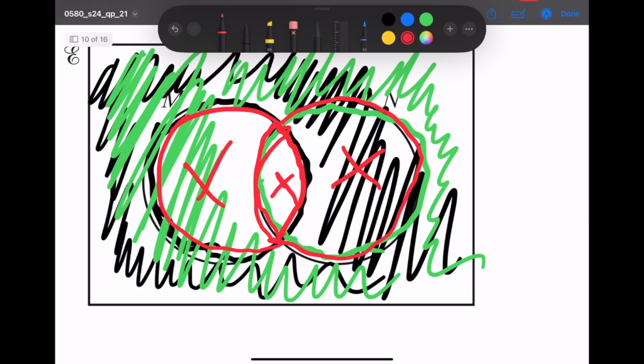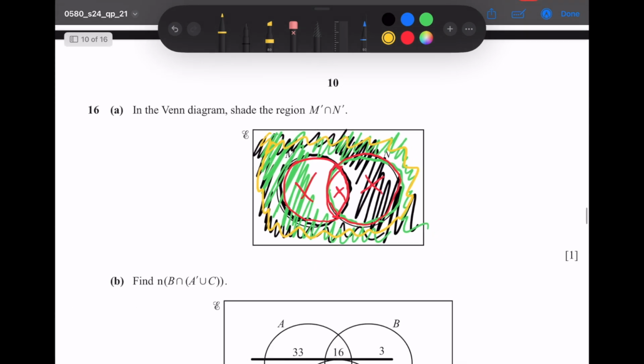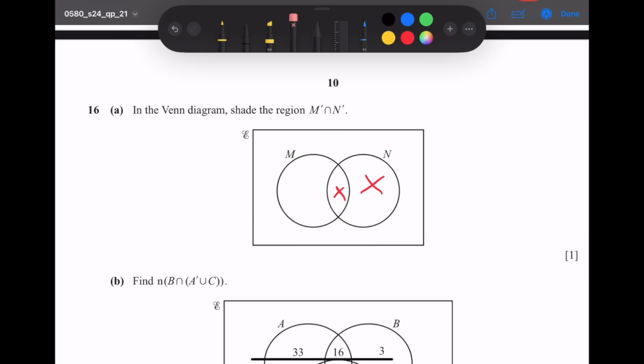Only the outer regions, like this part over here, is there both green and black, which means that only the outer region is a valid region that should be shaded, since only the outer region is where M prime meets M prime. Therefore, you can shade 16a as the outer region.